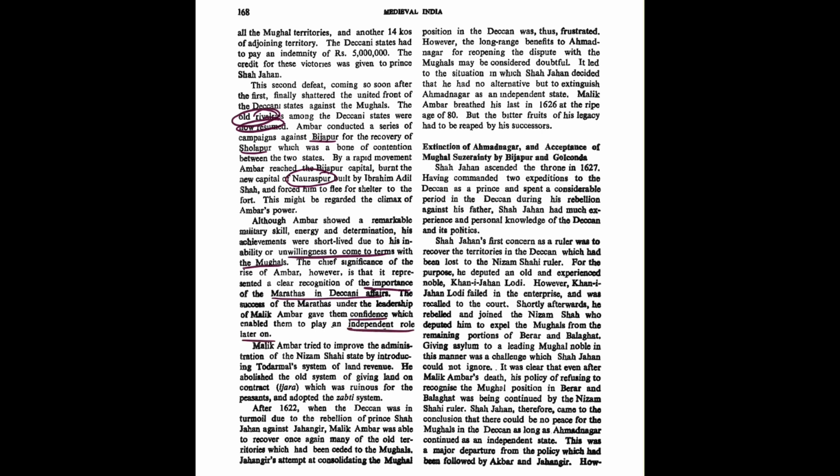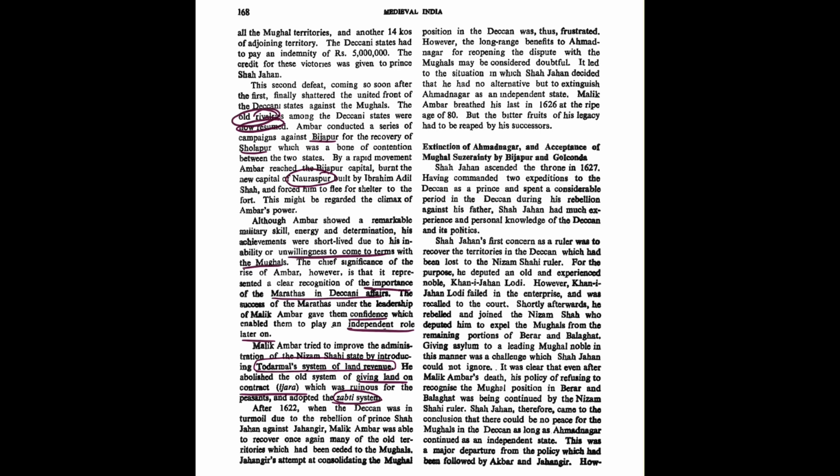Malik Ambar tried to improve the administration of the Nizam Shahi state by introducing Todar Mal's system of land revenue. He abolished the old system of giving lands on contract, Izara, which was ruinous for the peasants, and adopted the Zabti system.